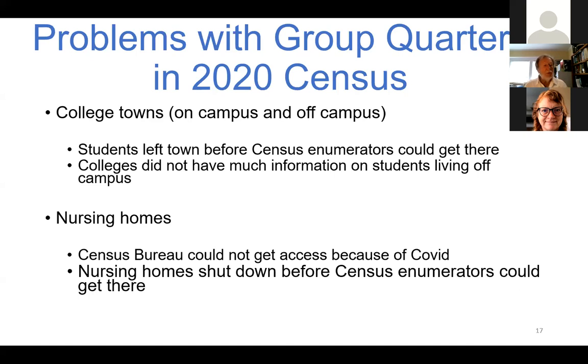The second one has to do with nursing homes, where in many cases, because of COVID, no one, including the Census Bureau enumerators, was allowed access into the nursing home. And in a number of other ones, nursing homes shut down after April 1st. So on April 1st, the census date, there were people living there, but by the time the Census Bureau could get around to access them, they were closed and there was no one to give them any information. So that's another issue about the quality of data on group quarters in 2020. Let me keep going.